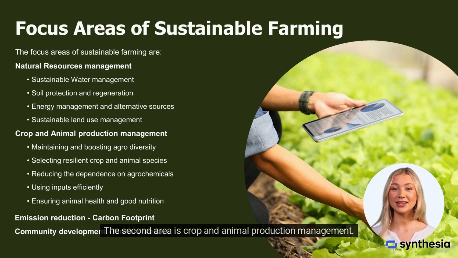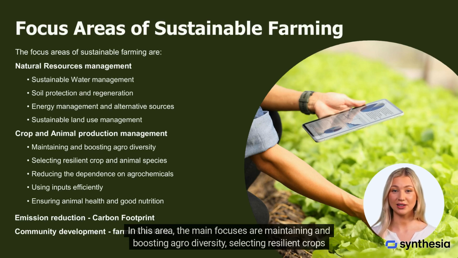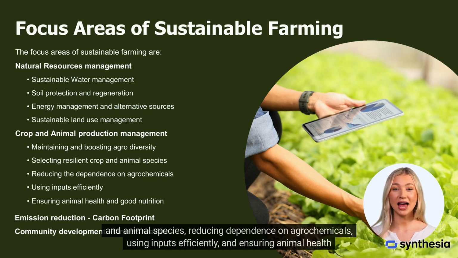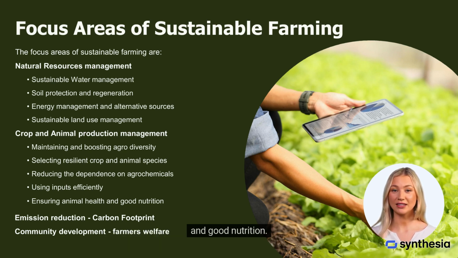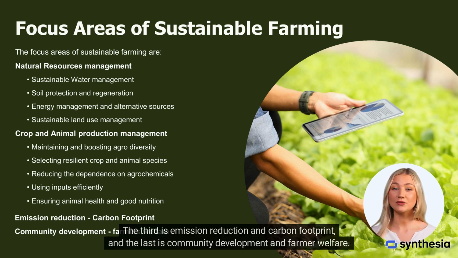The second area is crop and animal production management. In this area, the main focuses are maintaining and boosting agrodiversity, selecting resilient crops and animal species, reducing dependence on agrochemicals, using inputs efficiently, and ensuring animal health and good nutrition. The third is emission reduction and carbon footprint, and the last is community development and farmer welfare.